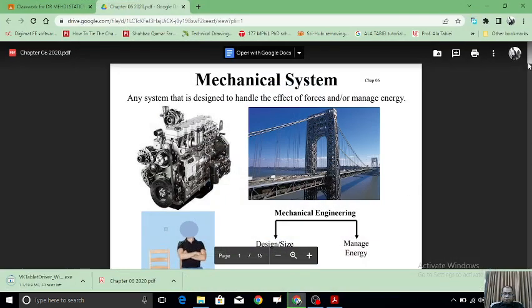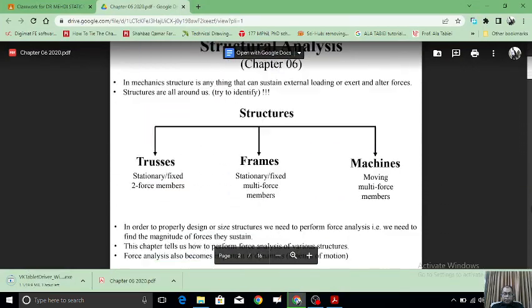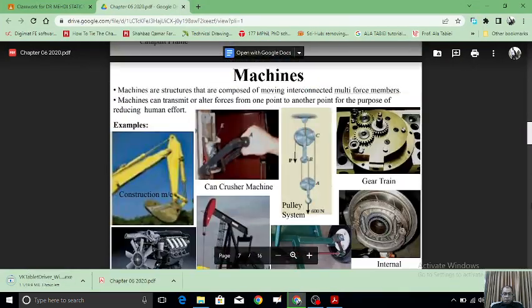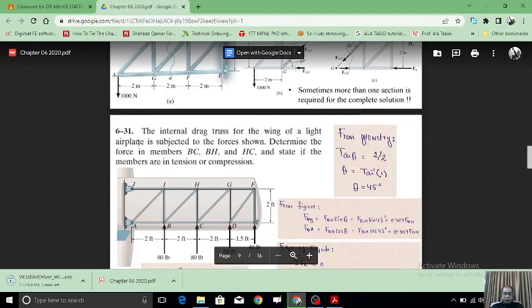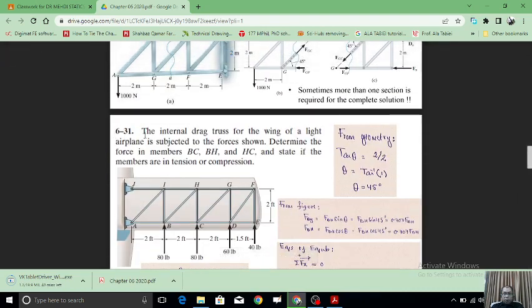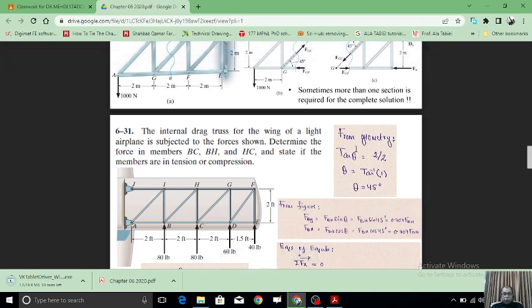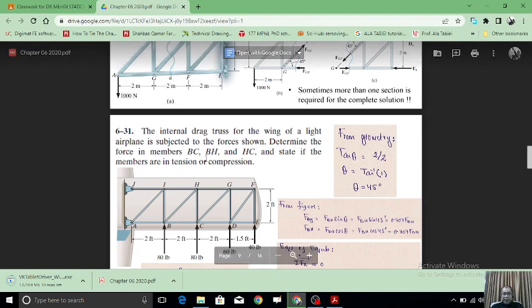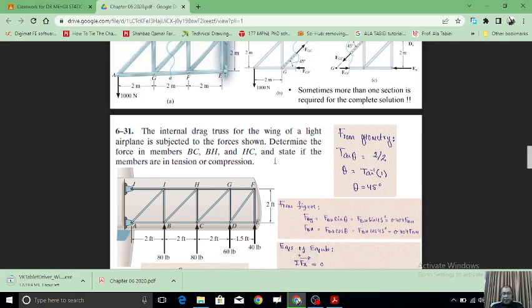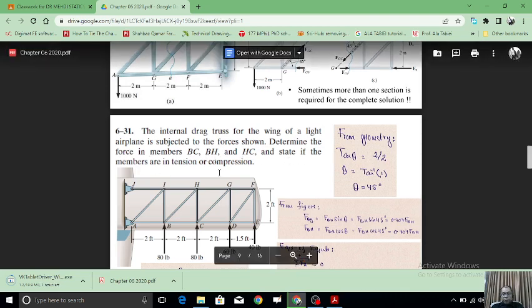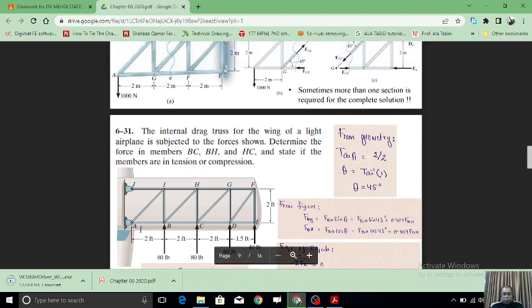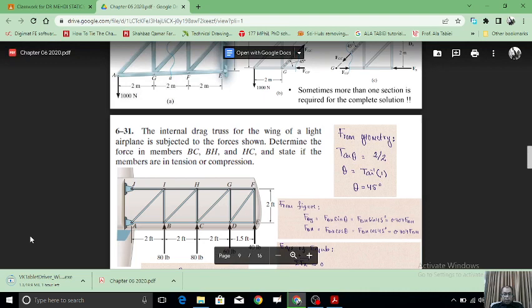Here it is. We'll again do a truss system, the internal truss, problem number 6-31. The internal truss for the wing of a light airplane is subjected to the forces shown. Determine the forces in members BC, BH, and HC and state if the members are in tension or compression. Okay, so here we have this airplane wing.